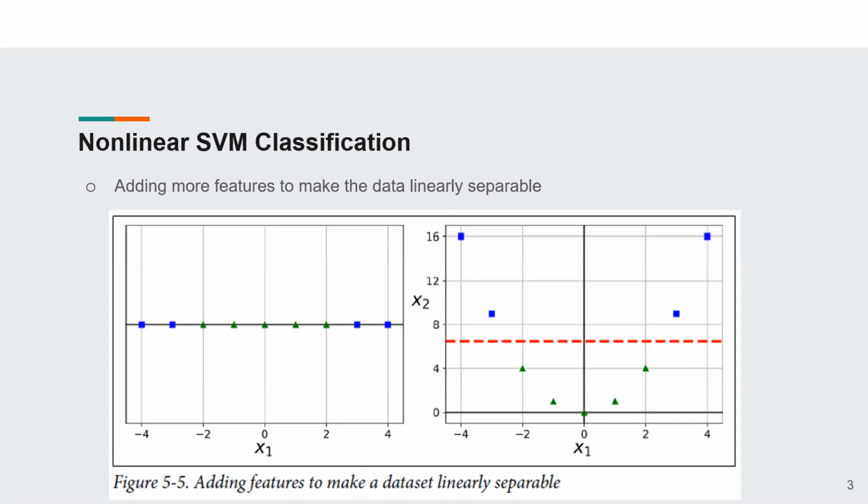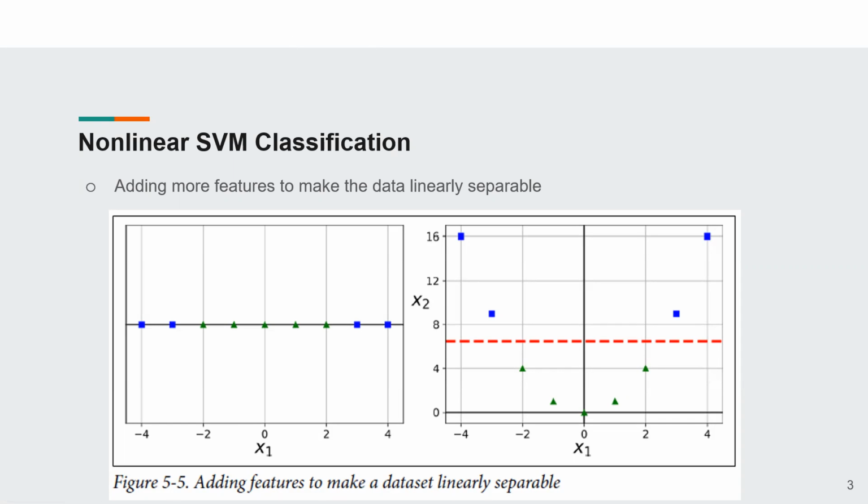Let's start with this example. What you see on the left-hand side is just a one-dimensional space, which is x1. You're trying to differentiate the blue square from the green triangle. You are not able to come back with a linear separator to separate the green triangle and blue square.